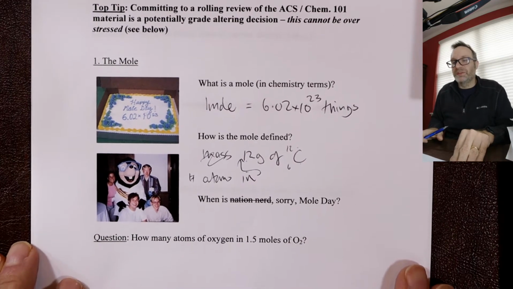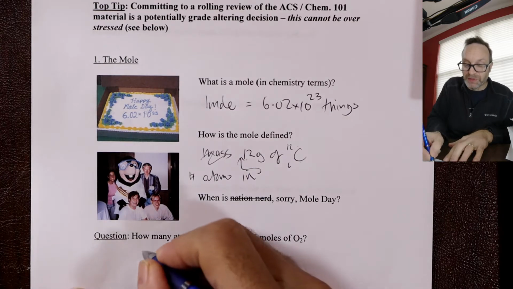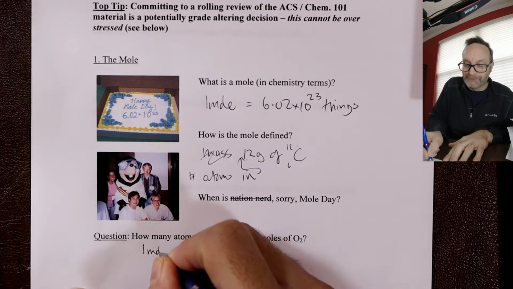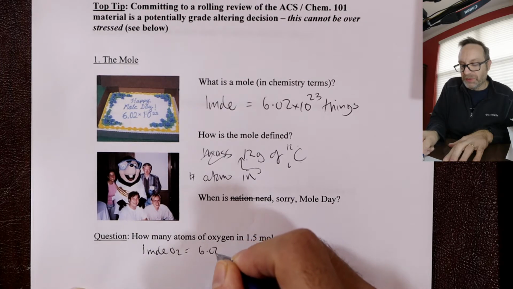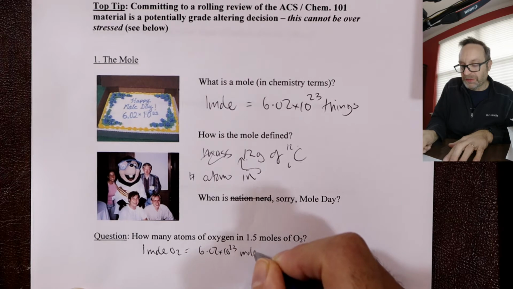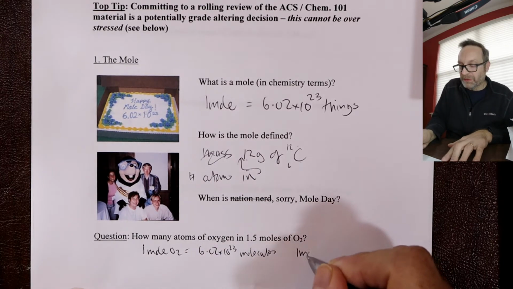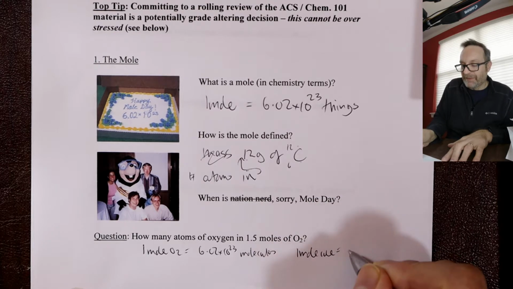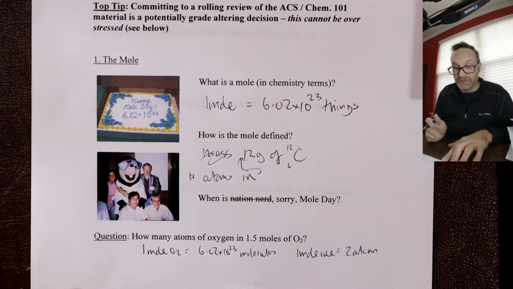Now, simple conversion then. How many oxygen atoms in 1.5 moles? Well, it's a simple converter. So like, 1 mole of O2 equals 6.02 times 10 to the 23 molecules. Now the other weird converter is 1 molecule, because it's O2, equals 2 atoms. All right, so careful, right?